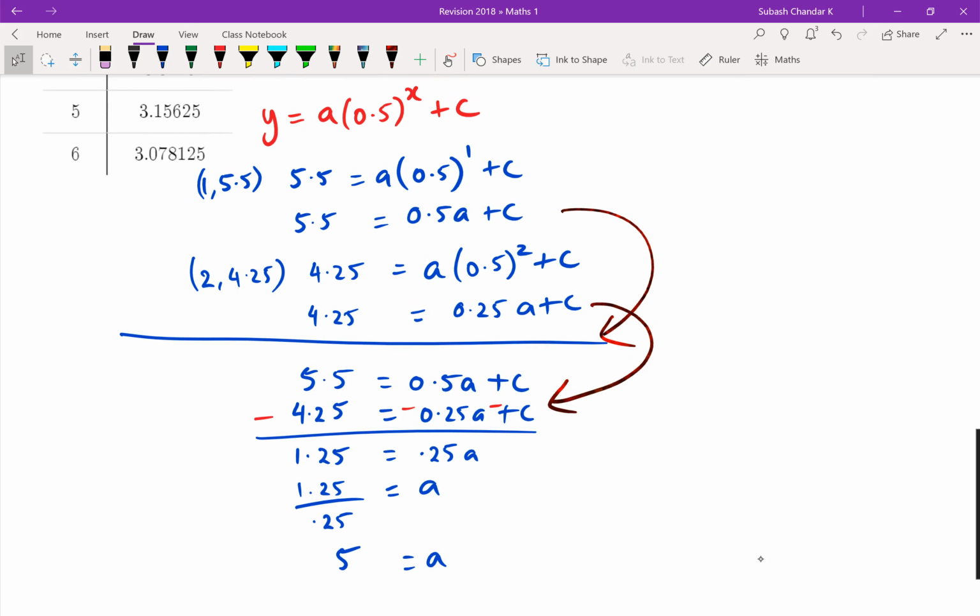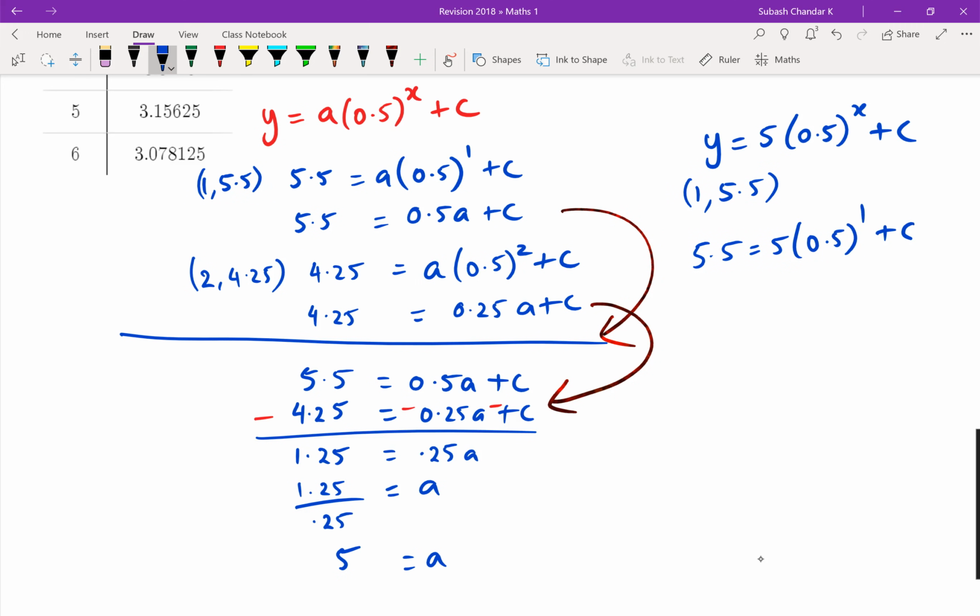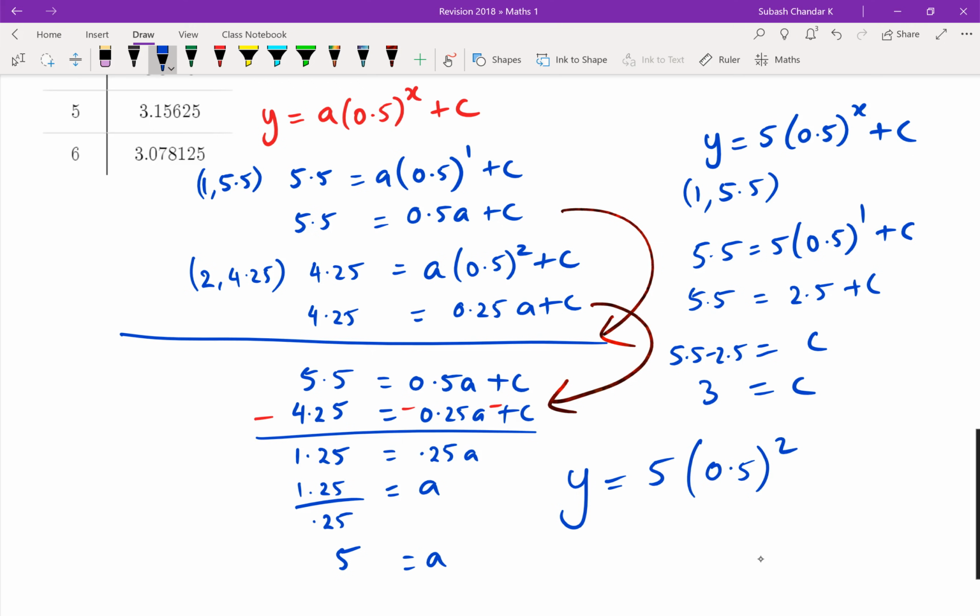So once you get a equals 5, you've got y is equal to 5 times 0.5^x plus c. Use the point 1 and 5.5. You've got 5.5 equals 5 times 0.5^1 plus c. And then you end up with 5 times 0.5 is 2.5 plus c. So c is equal to 5.5 minus 2.5, which is 3. So the final equation is 5 times 0.5^x plus 3.